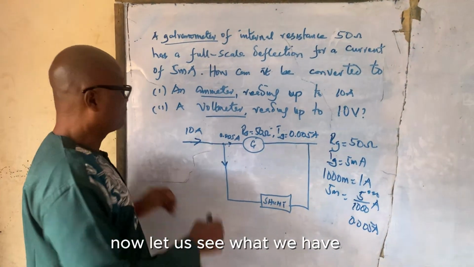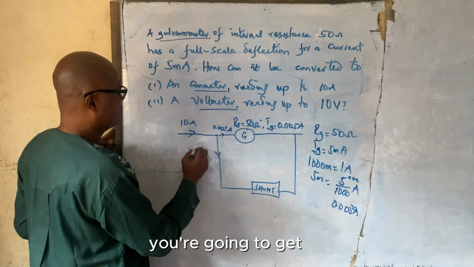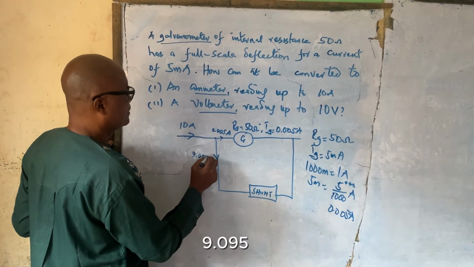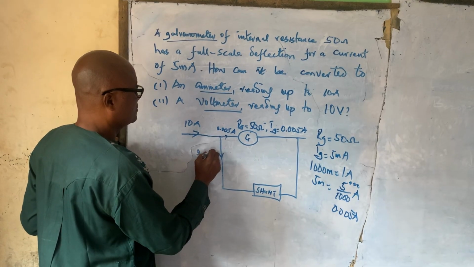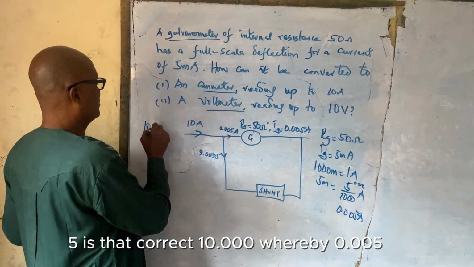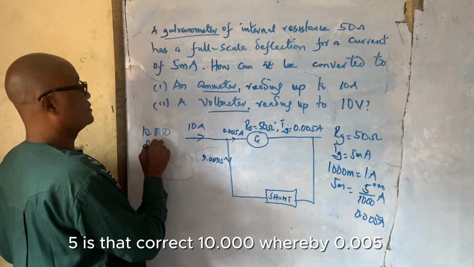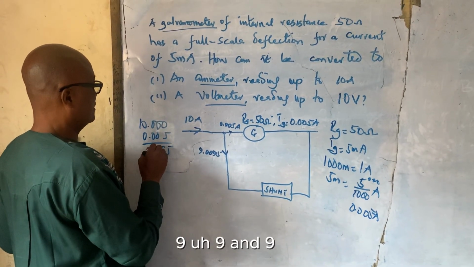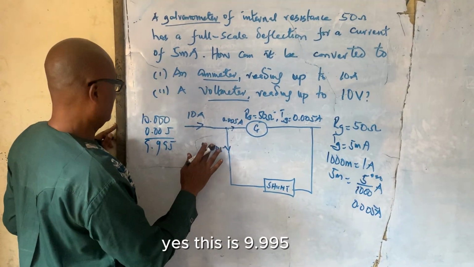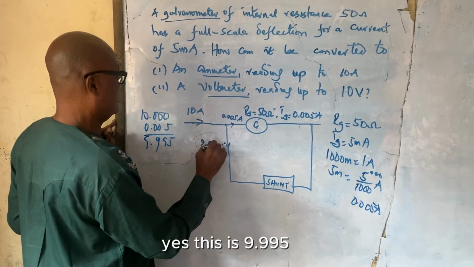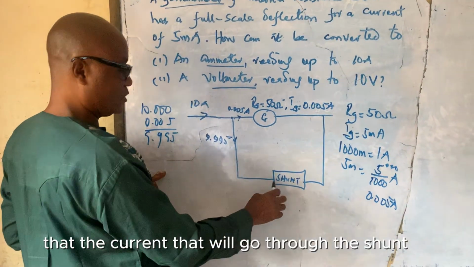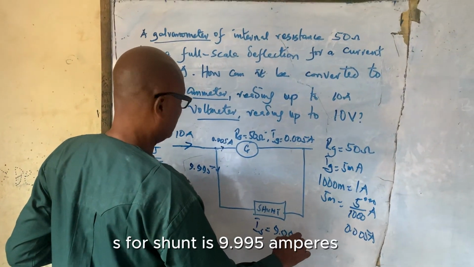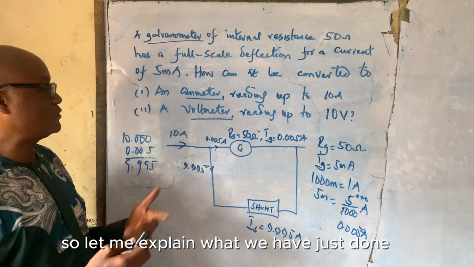Now let us see what we have. The current that will go through the shunt, if you deduct this from this, 10.000 minus 0.005, is 9.995. It means that the current through the shunt, S for shunt, is 9.995 amperes.